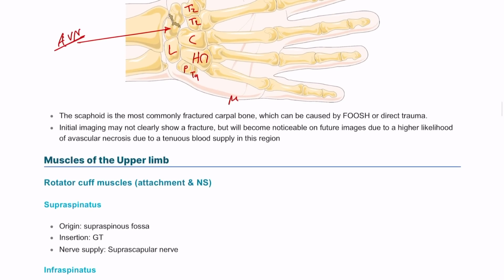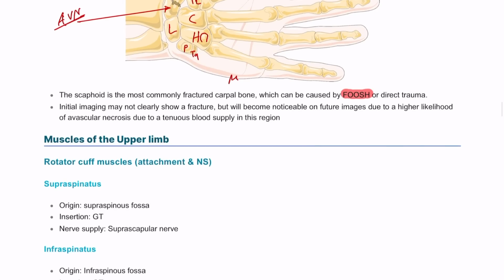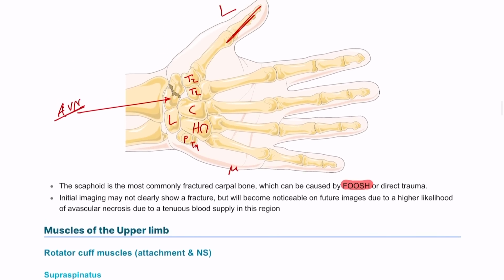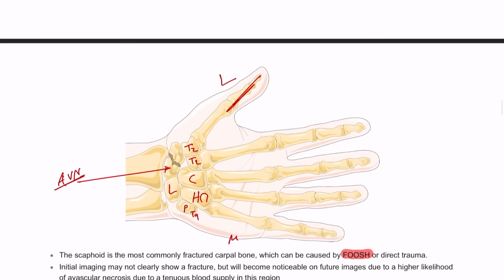The scaphoid is the most commonly fractured carpal bone, and it usually happens due to FOOSH, which is fall on an outstretched hand, or direct trauma. The imaging at the beginning may appear to be normal. However, when you repeat the imaging later on, you might find that it has avascular necrosis. Now we're done with the osteology part, and we're going to continue with the muscles and the rest of the upper limb in the next video.